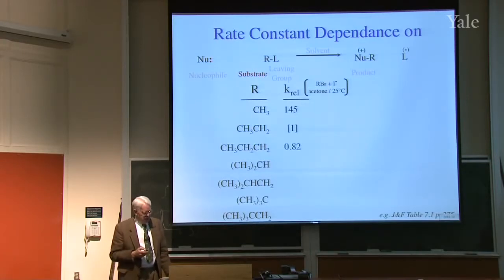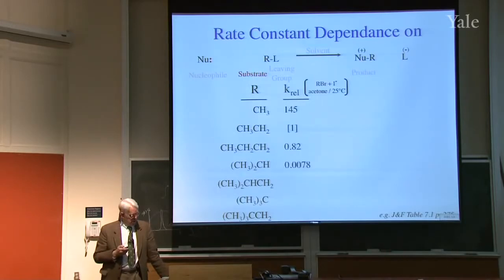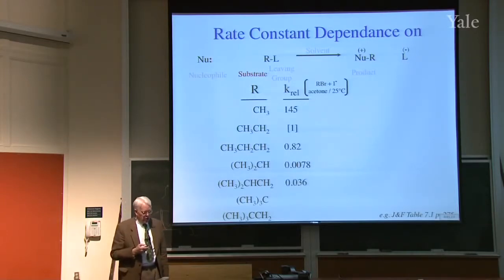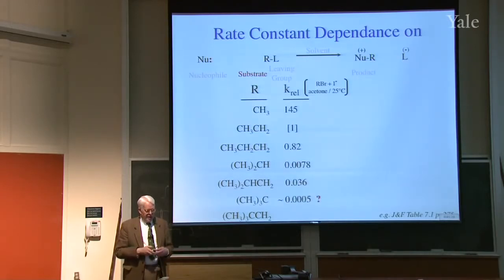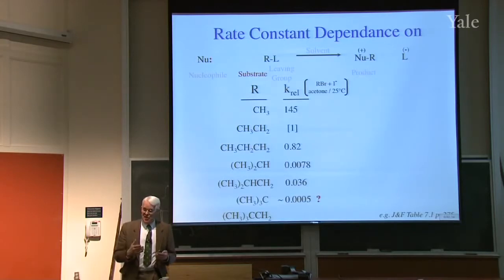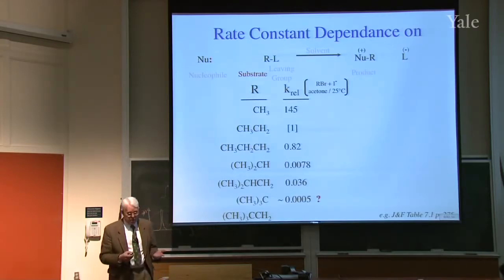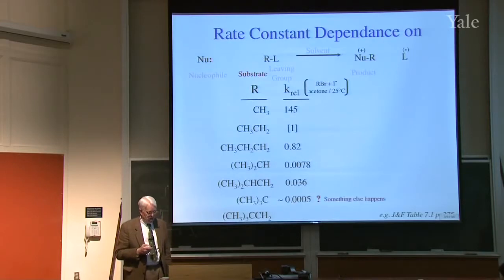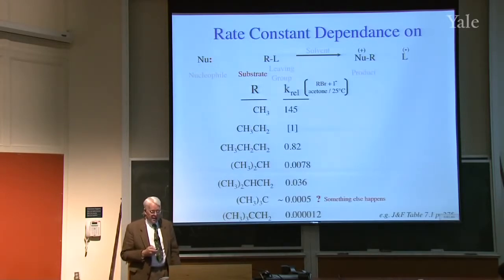But propyl is about the same rate. Isopropyl is ever so much slower. The isobutyl is faster again. T-butyl is very slow. In fact, you don't know how slow it is. It's got to be slower than that because something else happens other than the reaction we're talking about. So all you know is that it can't be any faster than that, right? And neopentyl is really, really slow. Okay, now, do these make sense?